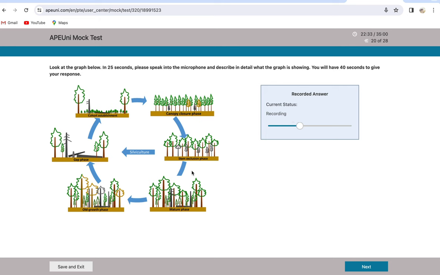The first step is from cohort establishment to the canopy closure phase. And then the second step is to turn to the stem exclusion phase. And also the third step is to turn to the mature phase, followed by the old growth phase, then the gap phase. And then the final step is to turn back to cohort establishment. The image is very informative.